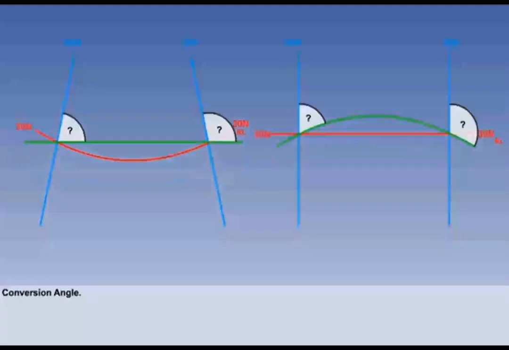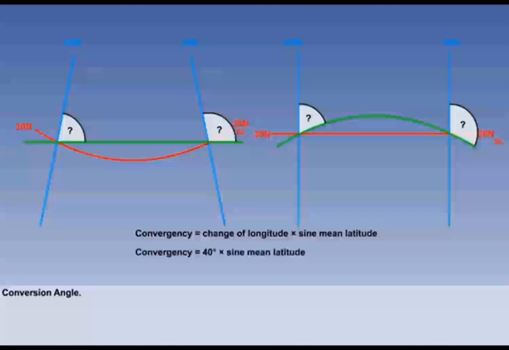We use the convergency formula. Convergency equals the change of longitude times the sine of the mean latitude. The change of longitude is 40 degrees, and the mean latitude is 30 north. The sine of 30 degrees is a half. Try to remember that. It often comes up in these types of questions. So the convergency is 20 degrees.